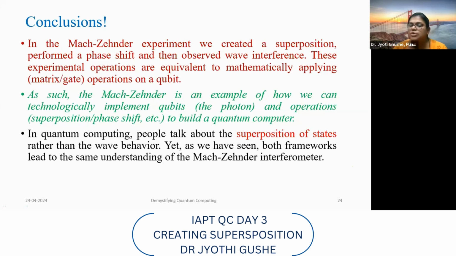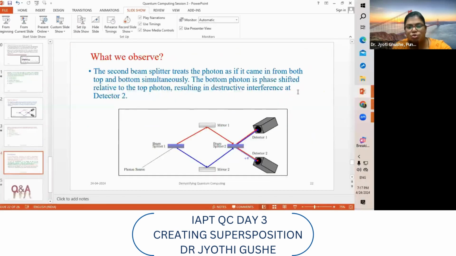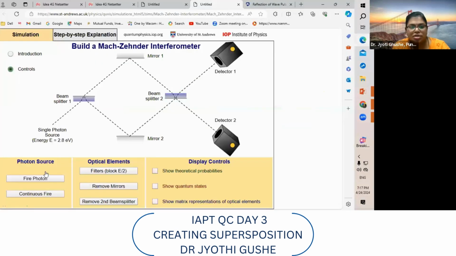Here, everywhere I am talking about the photon. We are considering the classical picture, but whenever we talk of the results, we say probability. Okay, one more thing I would like to show you. I will go back to the simulation, the very first simulation, where I will remove the second beam splitter.